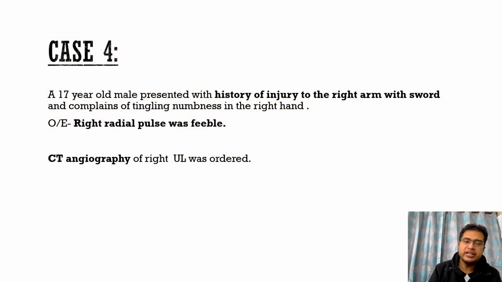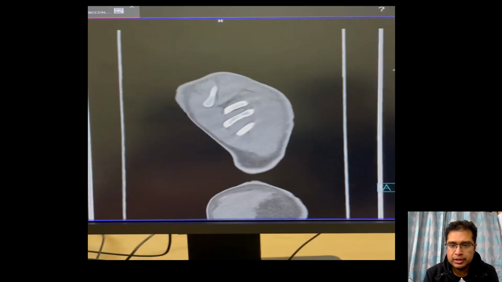So coming to the fourth case, here we have a 17-year-old male who presented with a history of injury to the right arm with a sword and complains of tingling and numbness in the right hand. On examination, the right radial pulse was feeble and a CT angiography was done for this patient.